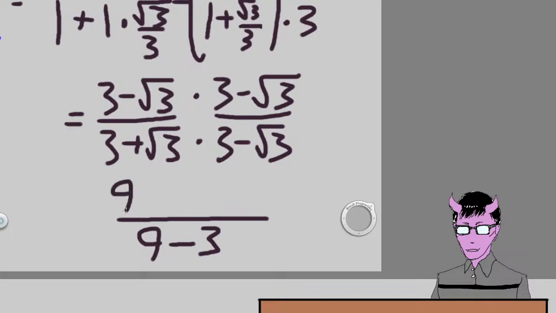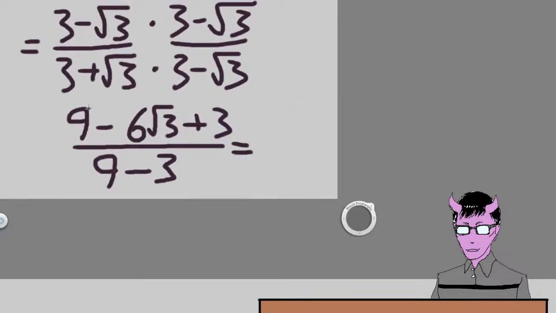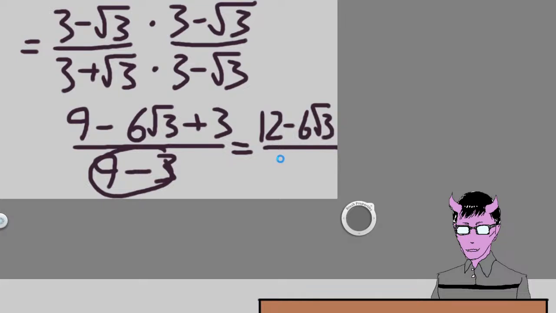So 3 times 3 is 9. Nice. And then we have minus 3 rad 3 and another minus 3 rad 3. So minus 6 root 3. And then negative times negative gives us positive. Root 3 times root 3 gives us 3. So final cleanup step. 9 plus 3 is 12. 12 minus 6 root 3 all over 6.